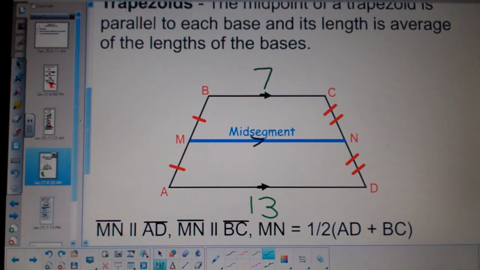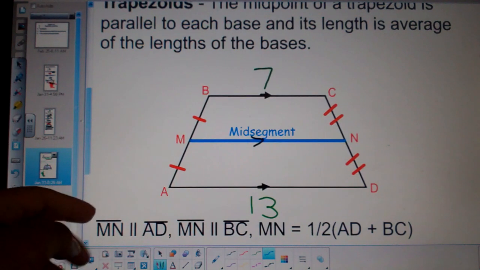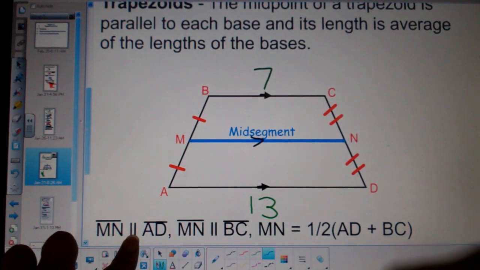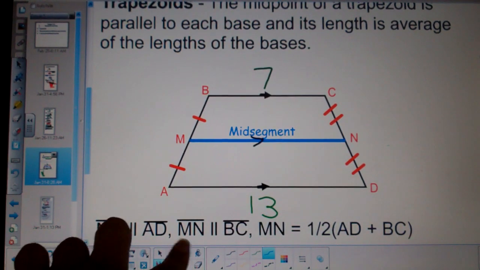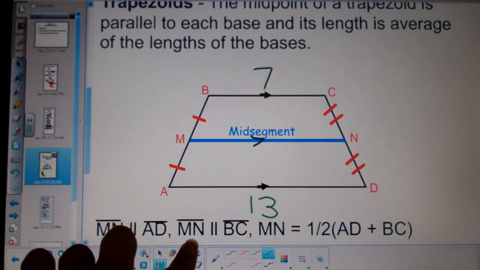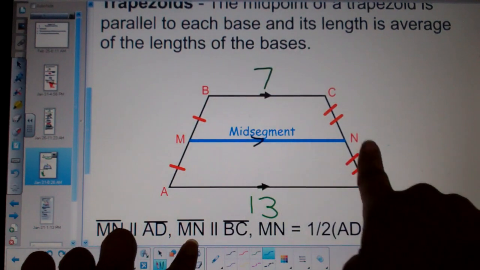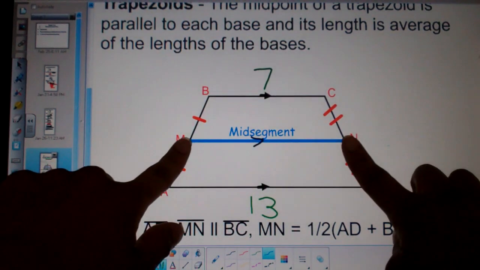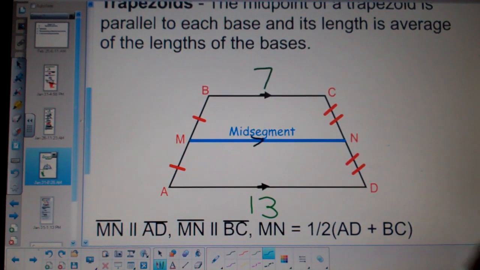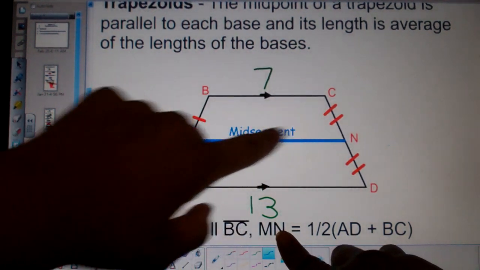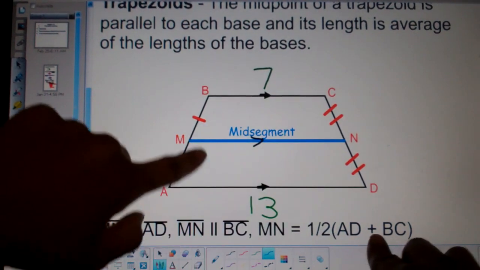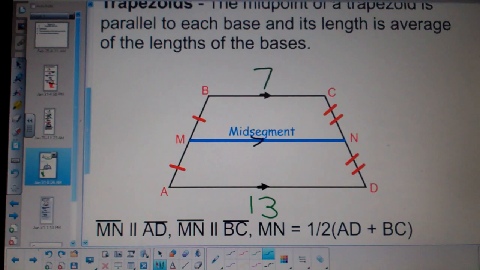MN is parallel. First of all, we need to know this is part of the mid-segment. MN, which is the mid-segment, is going to be parallel to AD, and that mid-segment MN, because it's a mid-segment, is also parallel to BC. And to calculate the length of the mid-segment MN, the equation says MN, the mid-segment, will be equal to 1/2 of AD plus BC. A bunch of words in writing to simply say what?